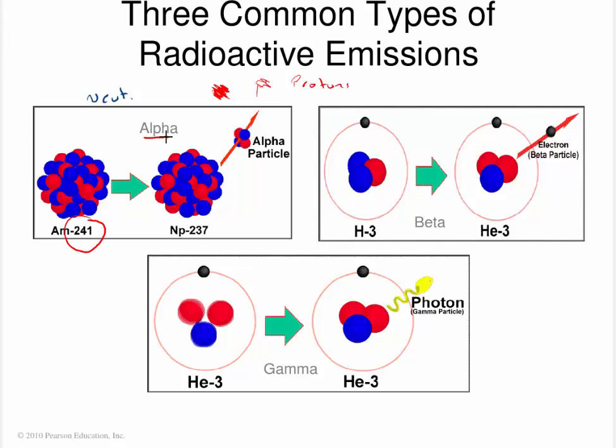If this thing spits out an alpha particle because it's decaying, then it's going to lose 2 protons, those are the red ones, and 2 neutrons, those are the blue ones. So its mass number is going to go down by 4. It's losing 2 protons, so it also changes the element. Pretty important to know.